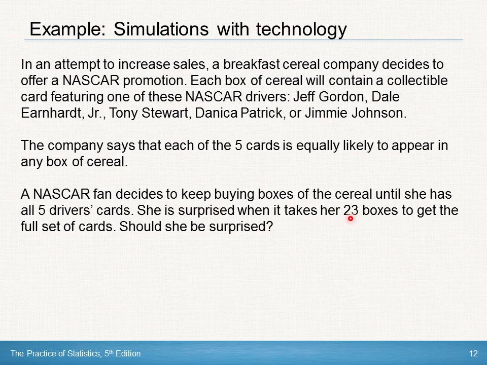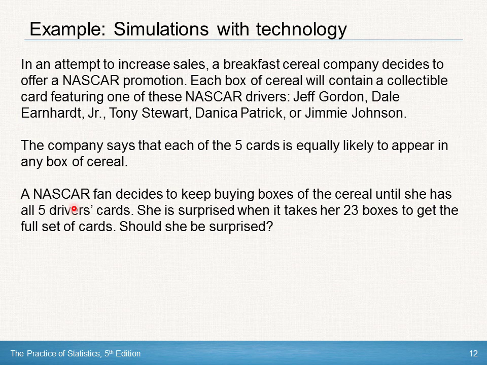She's surprised when it takes her 23 boxes of cereal to get a full set of cards. Should she be surprised? All right, so what we do is we run a simulation to figure out how many boxes of cereal it's going to take her to get all 5 drivers' cards. Now, I don't want to go to the store and buy 800 boxes of cereal and then go through the boxes of cereal and see how many I needed to go through until I got all 5 drivers' cards.